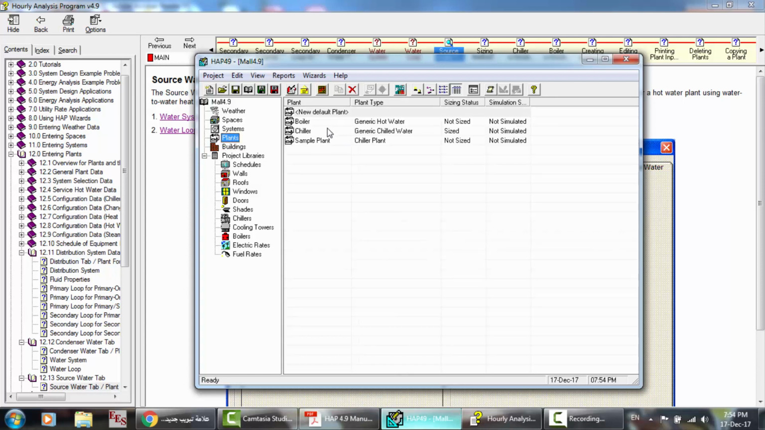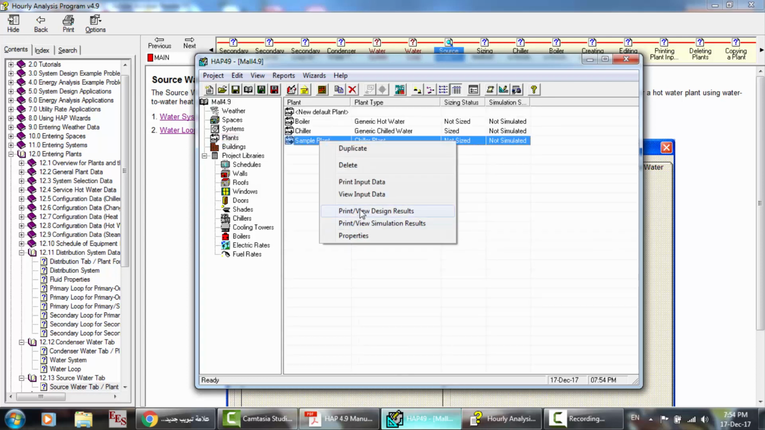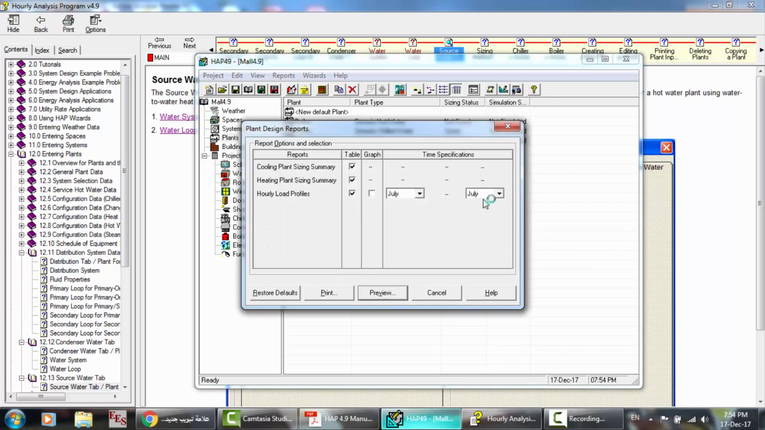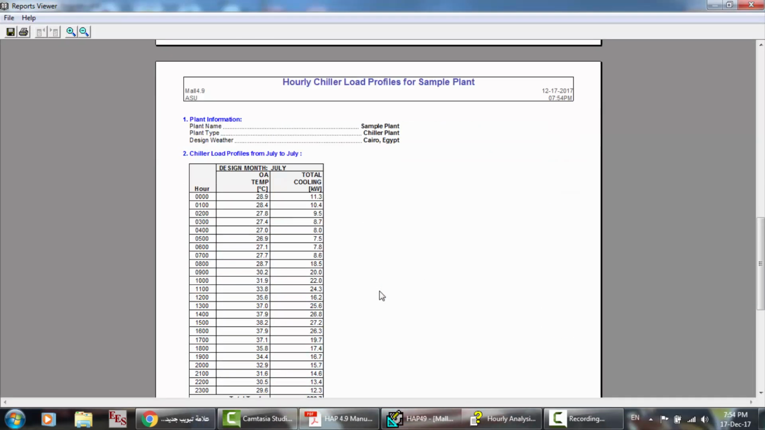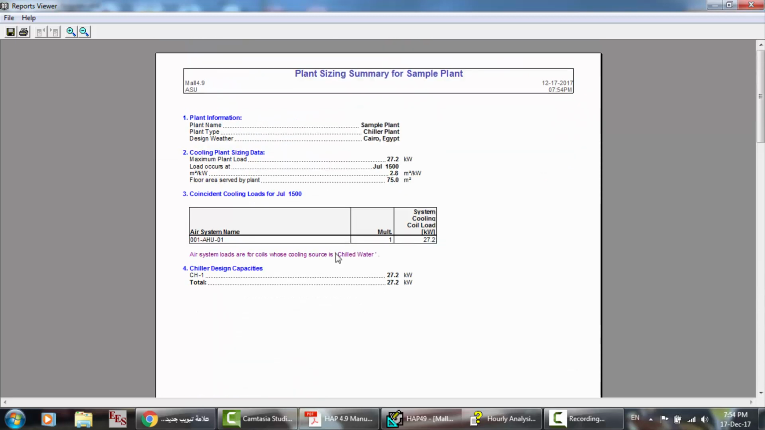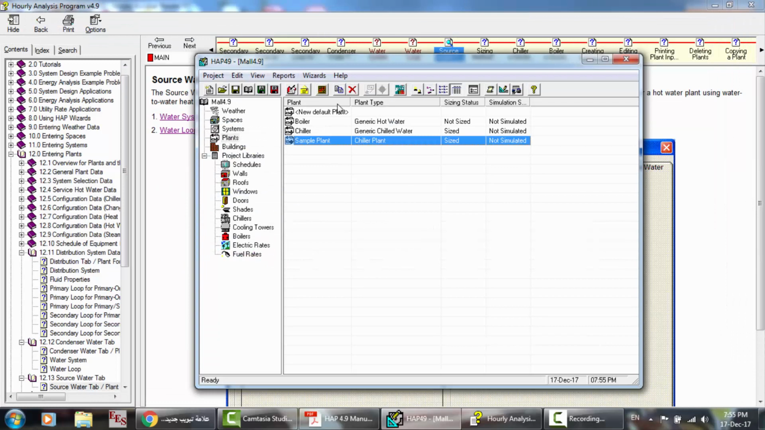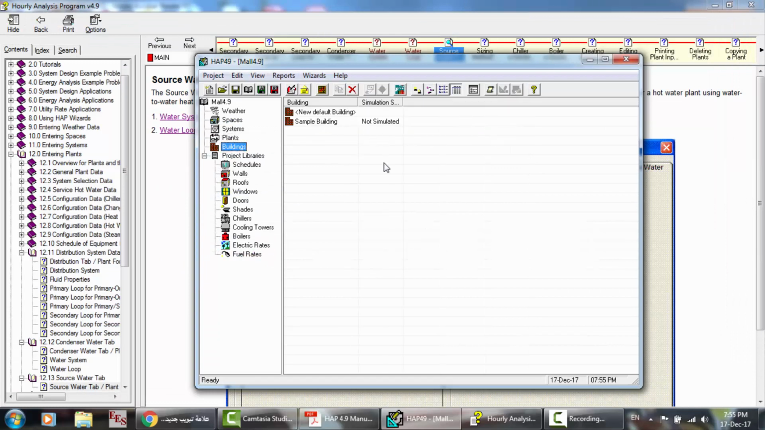We have talked about how to generate the design results of the plant here. Okay, you can get this. As you see, you find many things. So the next tutorial we're going to talk about buildings.